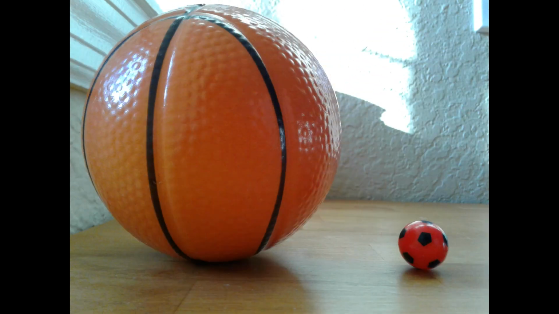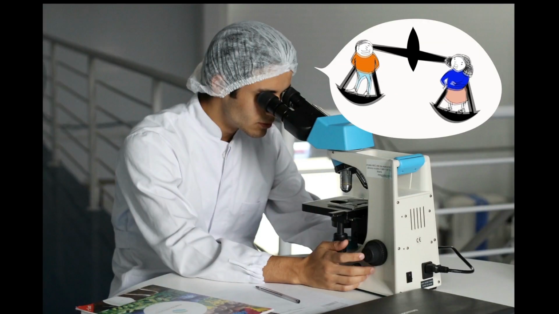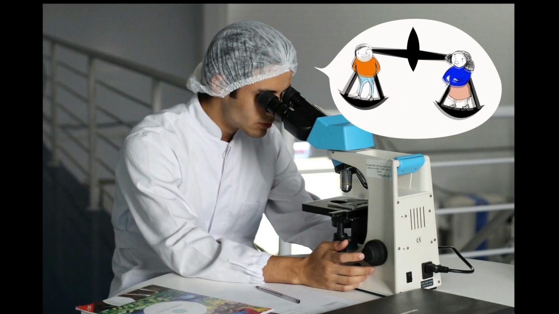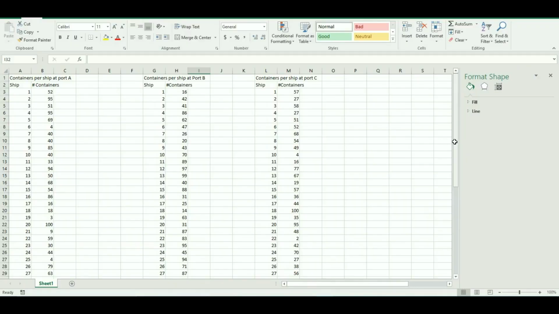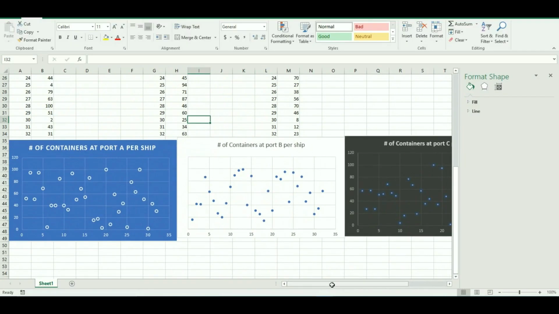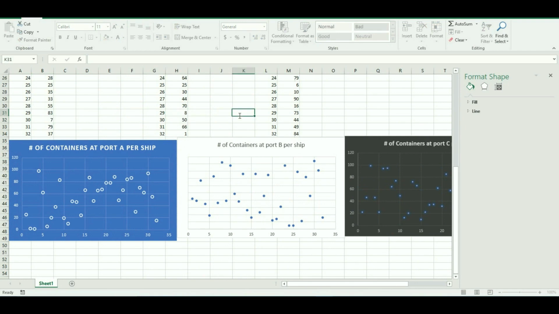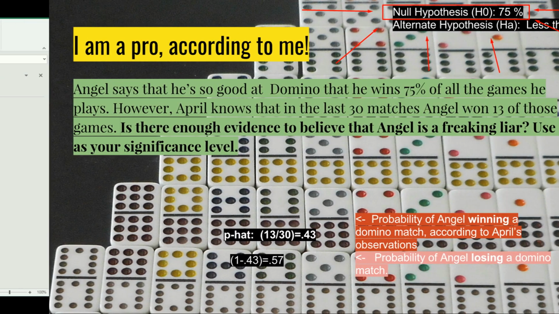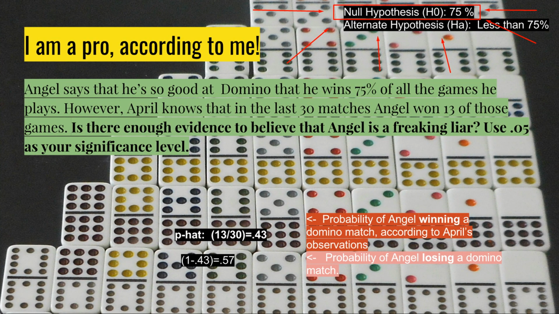The objective of hypothesis testing is, as the name may suggest, to compare two hypotheses. You may have heard about hypotheses in your science classes, where it's a supposition or belief. In statistical hypothesis testing, you are in fact comparing two suppositions you may form about an entire population. One of the hypotheses is called the null hypothesis. It will be according to my claim, in which I win 75% of all domino matches. The other hypothesis is the one that April's data supports, that my proportion is not as high as I claim it to be.